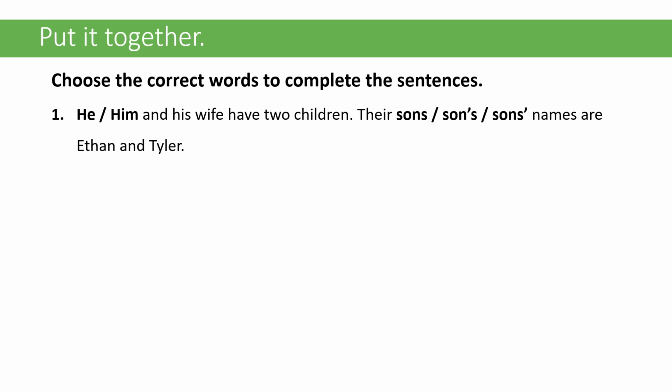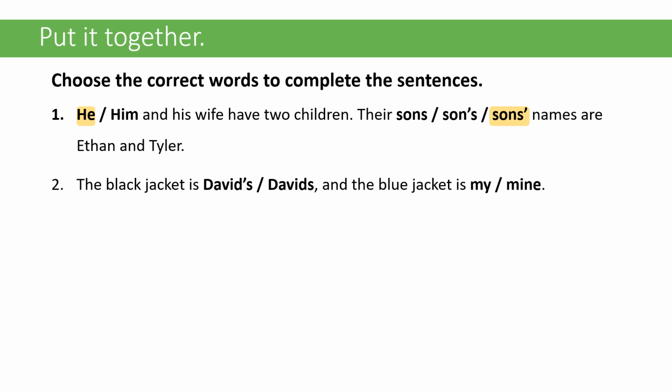So let's choose the correct words to complete these sentences. Number 1: he or him and his wife have 2 children. It's going to be he. Their sons or sons'? Remember, the pronunciation of all of these is the same. The difference is the apostrophe. Names are Ethan and Tyler. So they have 2 children, so it should be s apostrophe because it's plural.